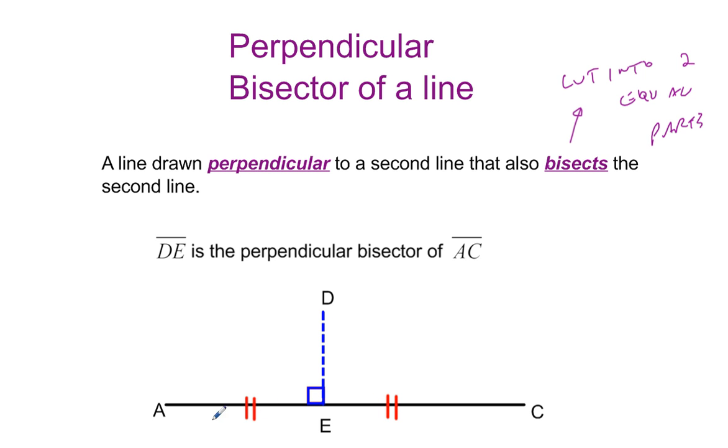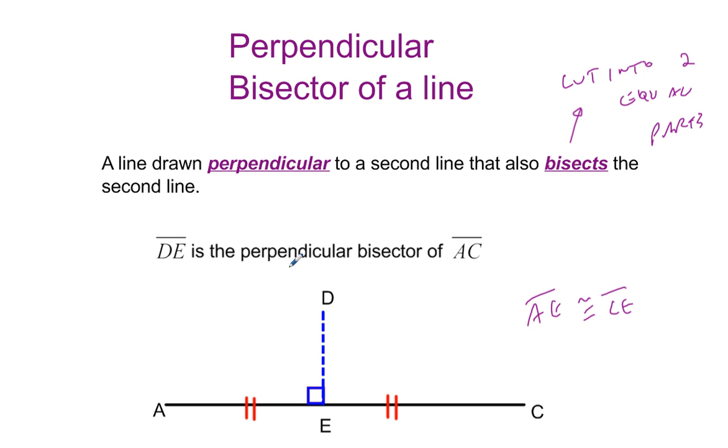Very simply. We notice that there are two hash marks between AE and CE. That's telling us that line segment AE is congruent to line segment CE. So DE is bisecting AC. What else do I know?